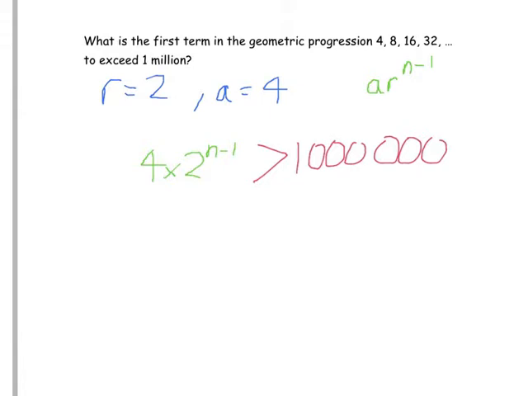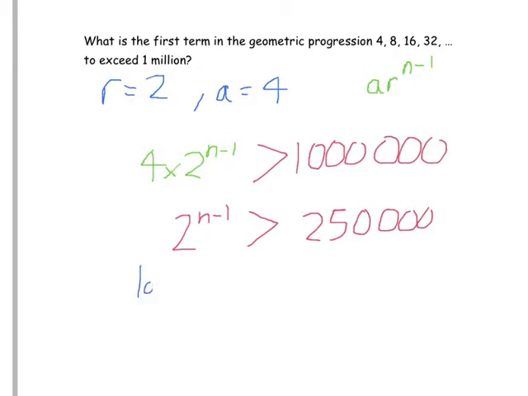Now at this stage, I'm going to divide both sides by the number 4. So what we're going to have is 2 to the power of n minus 1 is greater than 250,000. Now, the only way we can solve this problem, because we're involving 2 to the power of something, is, remember, we've learnt about logs, we're going to take logs to the base 10 of both sides.